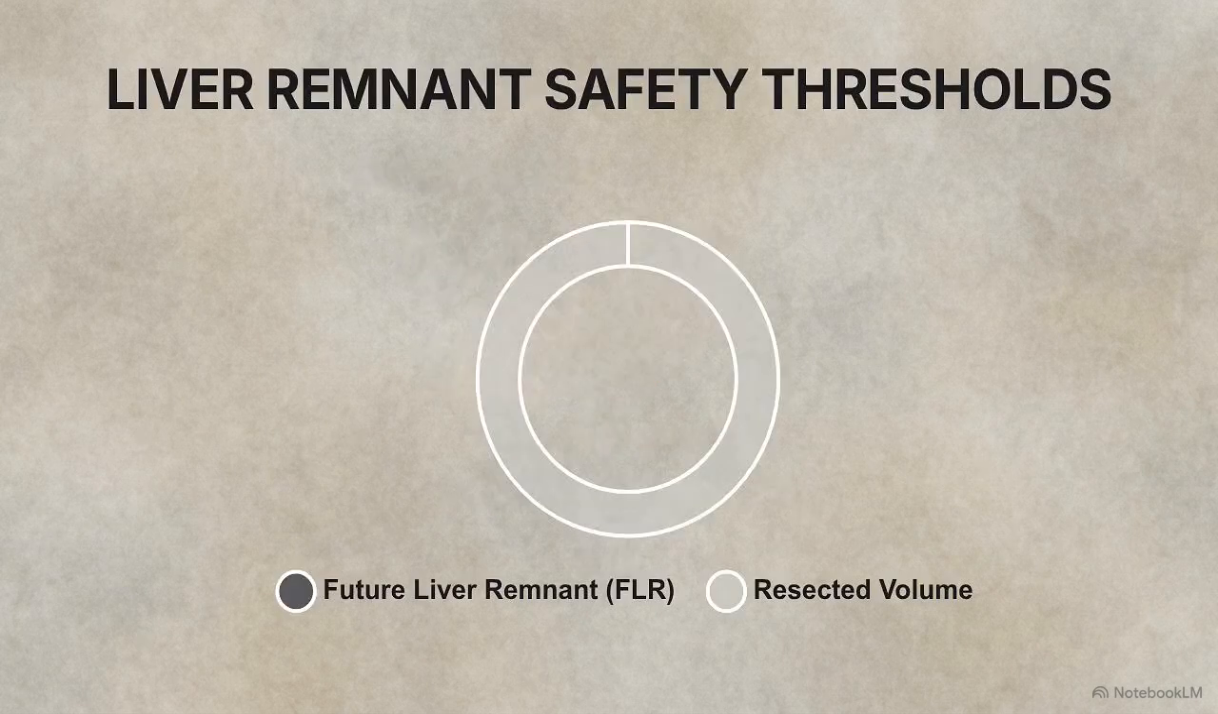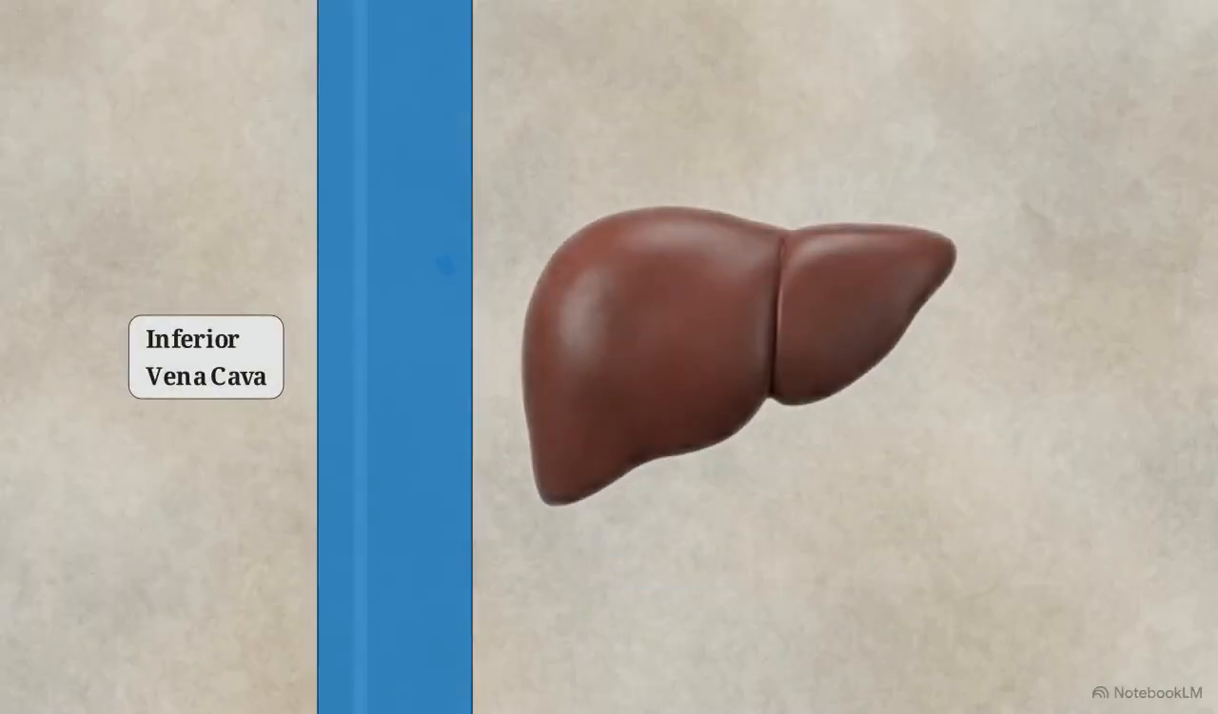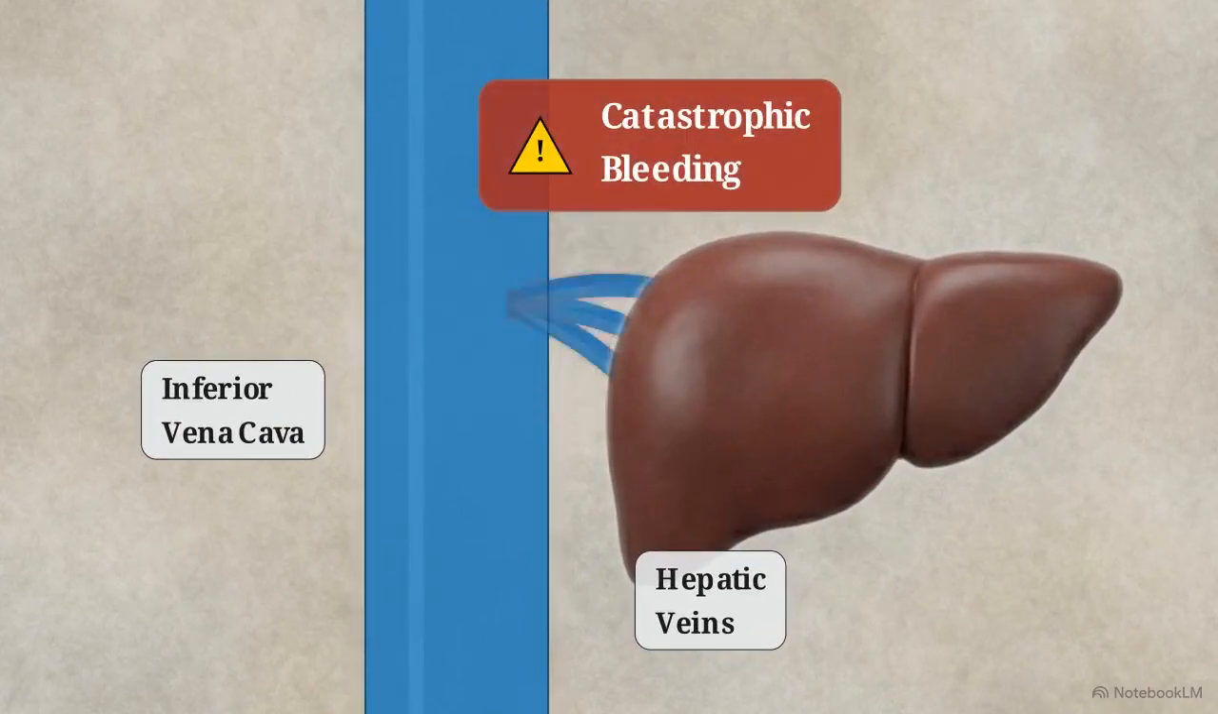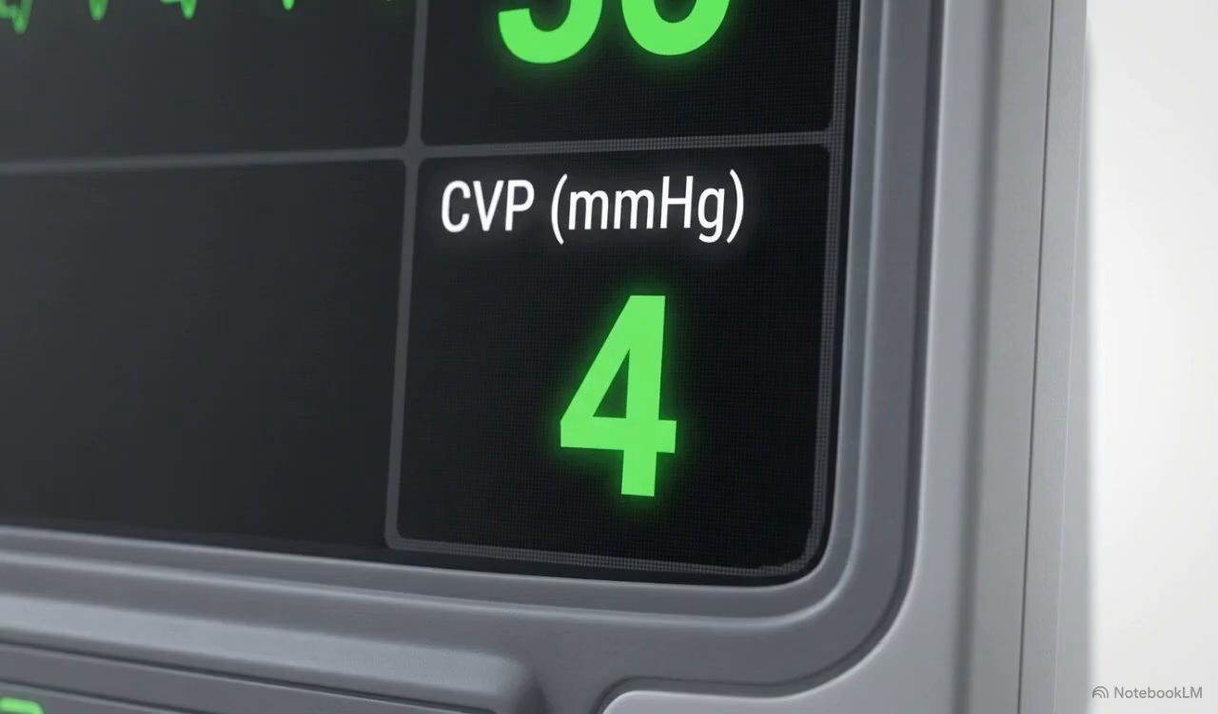For resection candidates, we measure the future liver remnant, or FLR. An FLR over 25% is mandatory, retaining over 50% in cirrhotic livers. The core hemodynamic rule of this operation is that the most catastrophic bleeding originates from the hepatic veins. To prevent this, the central venous pressure must be maintained strictly below 5.